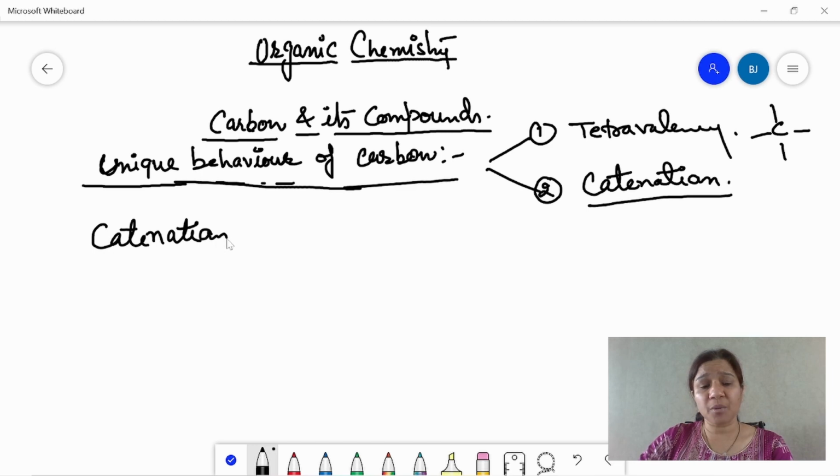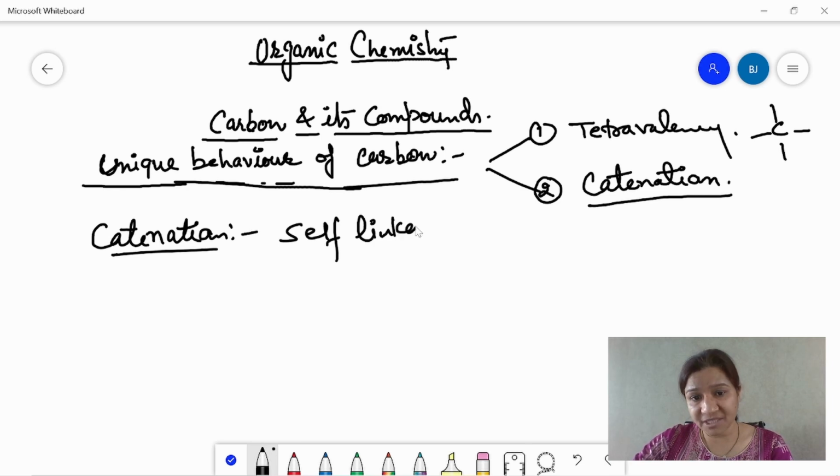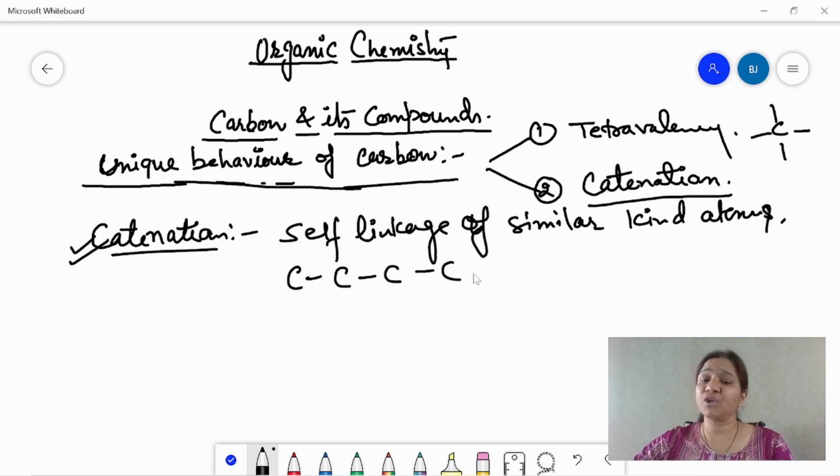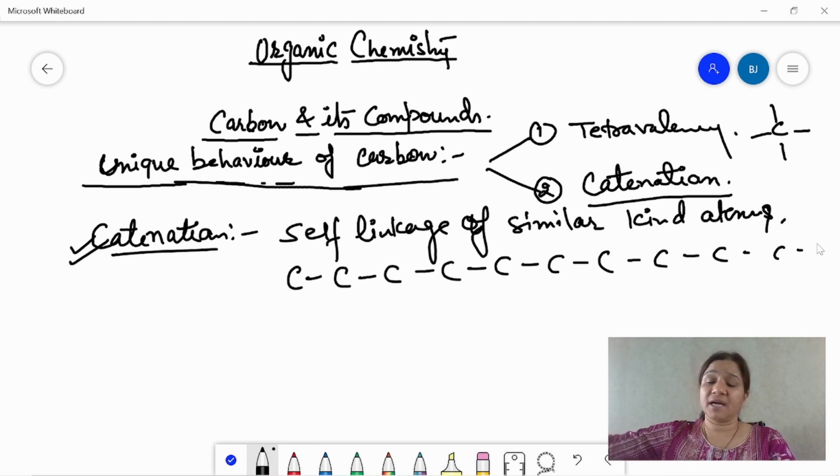Catenation is a unique property of self-linkage of similar kind of atoms. And carbon is very unique in showing catenation. Because of catenation, carbon can form a chain; it can show self-linkage. Like if I give you hundreds of carbons, they will attach to each other and form chains, and these chains will be very strong.